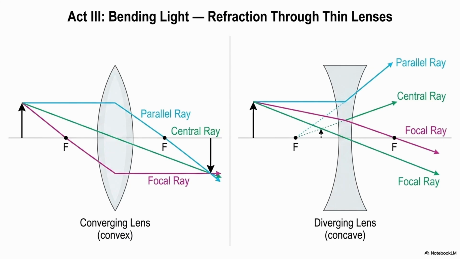But a convex lens is made of glass. Light actually slows down when it enters glass. Because a convex lens is thickest in the middle and thin on the edges, the light hitting the middle is delayed more than the light on the edges. Oh, so the edges move faster and sort of pivot inward? Exactly. That differential in speed bends the light inward, causing it to converge.